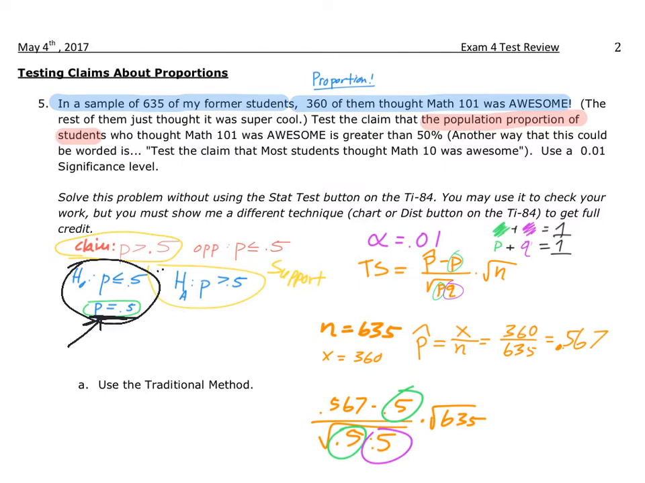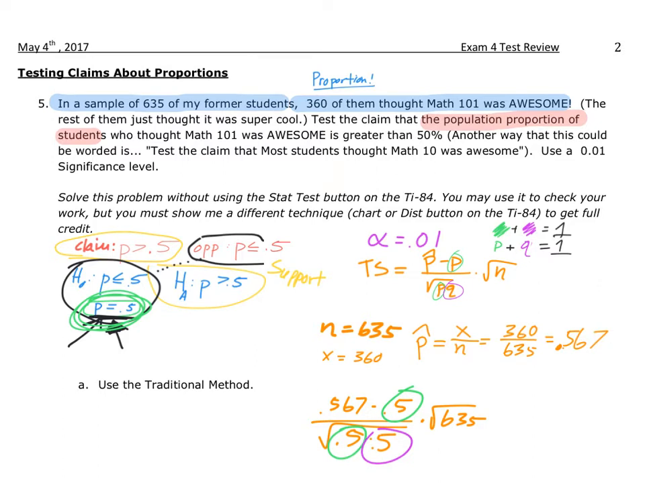Now, you can also see that it's coming from the opposite of the claim, but that's not really what matters. What really matters is right here, where I'm saying, okay, p is equal to 0.5. I'm assuming that this is true. So that is going to be 100% true. It's going to show up in my null, and it's going to show up in my test statistic formula.